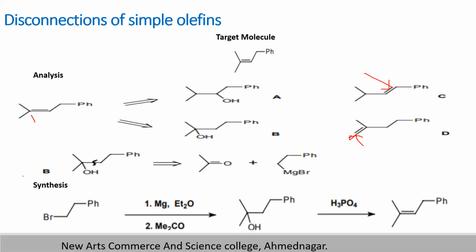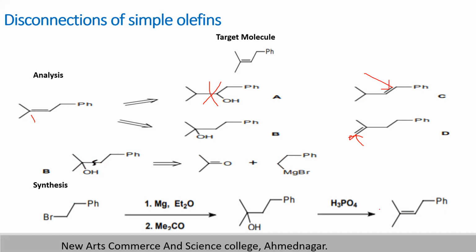Now, as the A route is not the proper one, if you go with the B route, again the same thing that I already explained: don't disturb the symmetry, so don't disconnect this bond. Then it is a tertiary hydroxy group, so again you do this and break this one. So it gives acetone plus PhCH2CH2MgBr, and complete this synthesis.